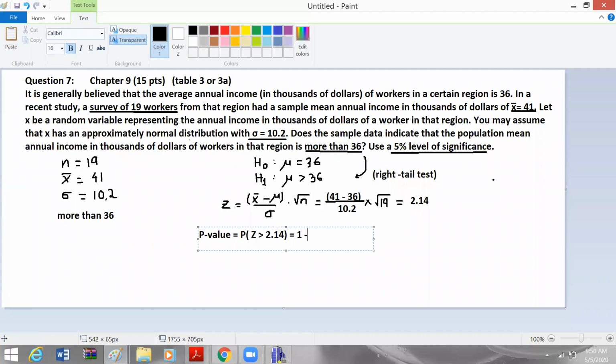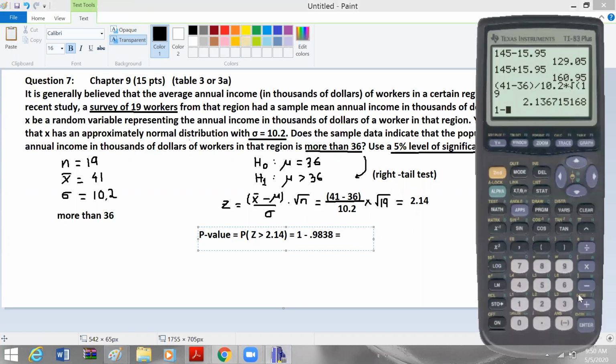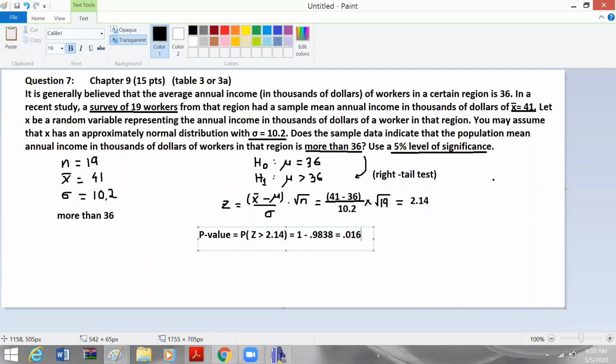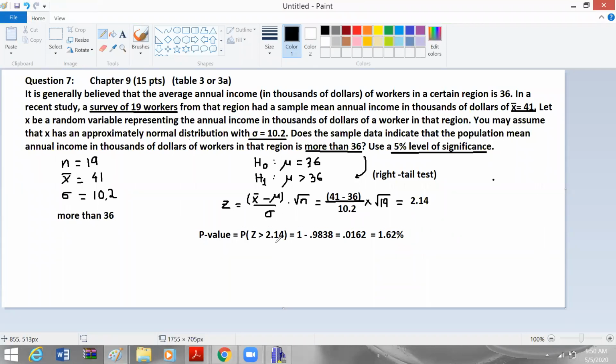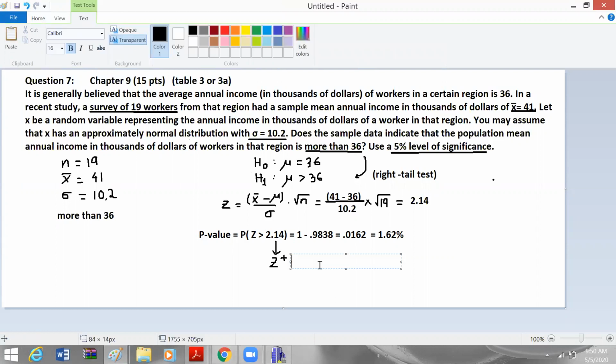But we have to take 1 minus 0.9838. The reason behind that is because we have the side greater than, right? So we got the answer, which is 0.0162. And we convert to percentage, which is 1.62%, so that you can compare with the alpha. The alpha that we haven't written down is 5%. So remember that this is table 3A, right? This is positive. And we're going to use table 3A.